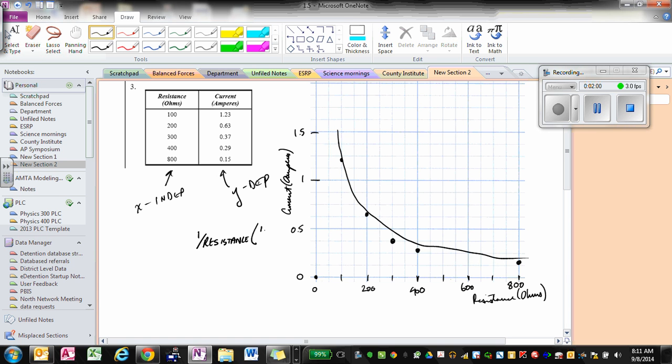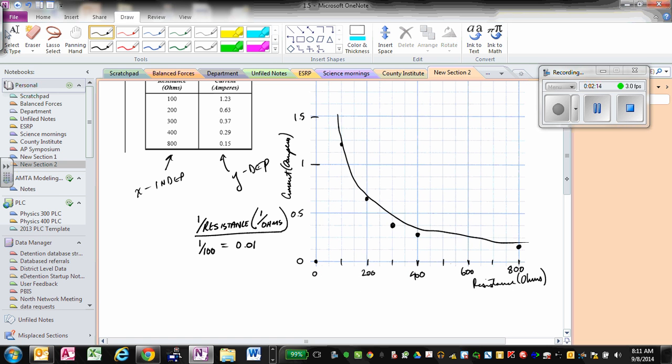That would have units of 1 over ohms. Right, and I'm going to actually calculate these values. So this is what I'm doing to get my numbers. 1 over 100 would be 0.01 inverse ohms. 1 over 200, that would be 0.005 inverse ohms.